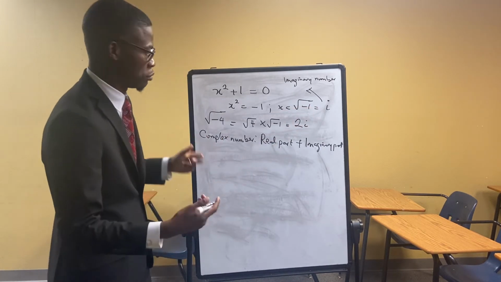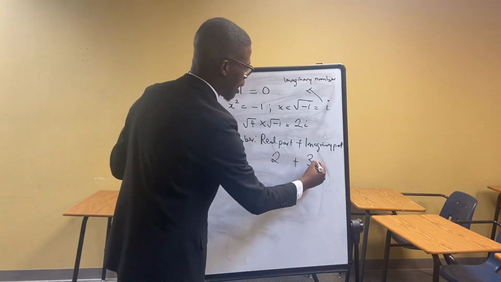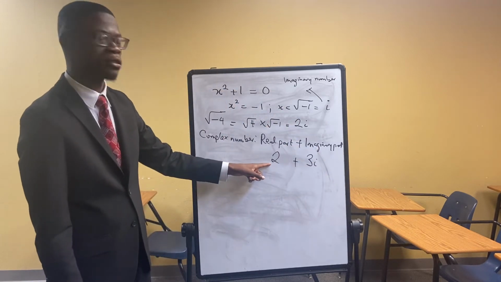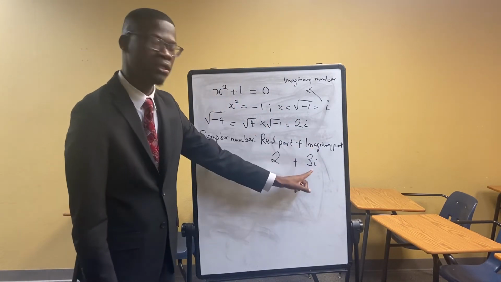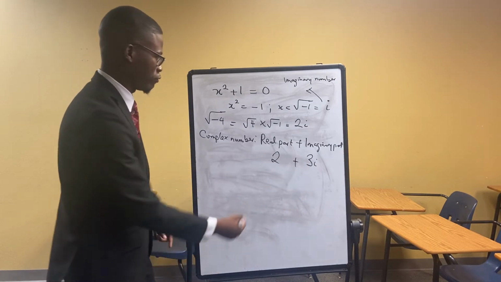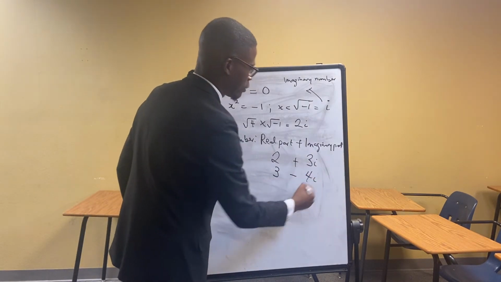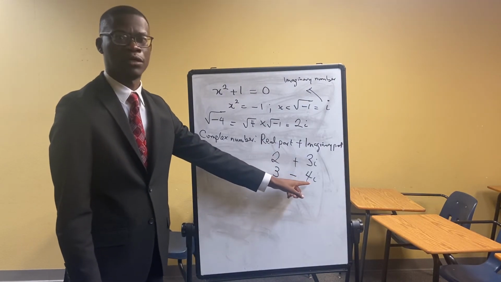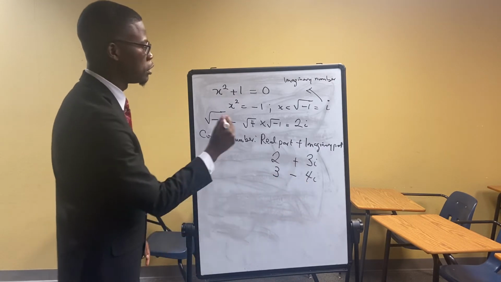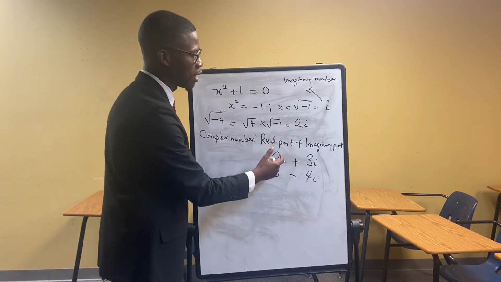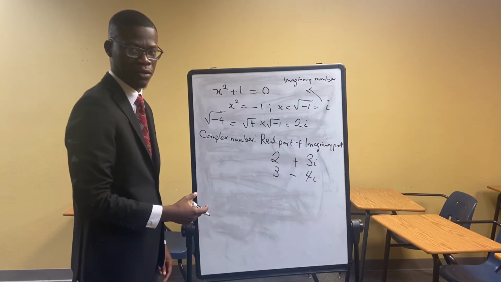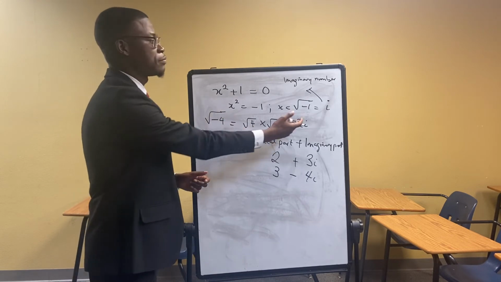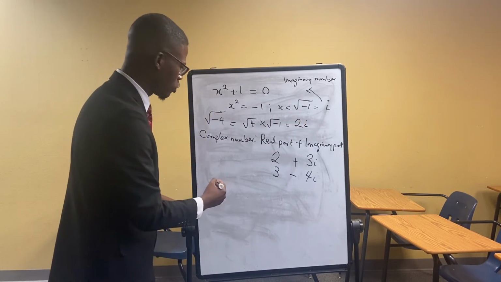So for example, we could write 2 plus 3i. This is a complex number consisting of a real part, 2, and an imaginary part, 3i. Take 3 minus 4i: 3 is the real number and -4i is the imaginary part. So a complex number is always written as a combination of a real part and an imaginary part. And we've also seen how you can write the square root of any negative number in terms of i.